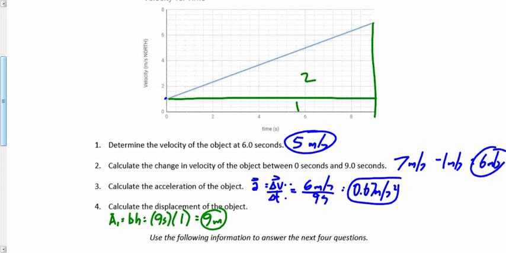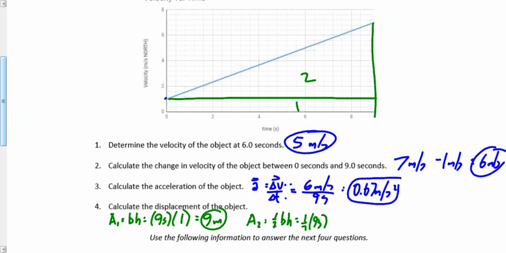The area of the second one's a triangle. You guys remember the equation for the area of a triangle? The area of a triangle, Martin? Yeah, it's a half base times height. Sometimes we say base times height divided by 2. Base is, once again, 9 seconds. The height is from 1 to 7.